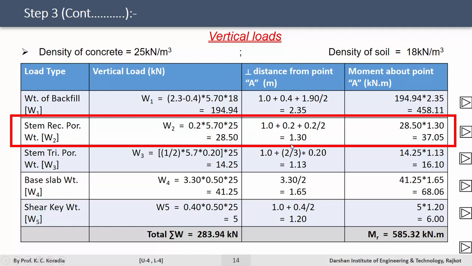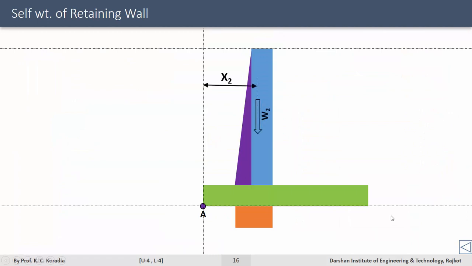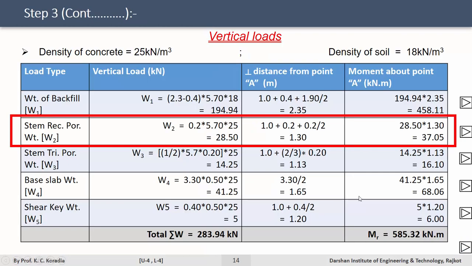Its CG distance from point A will be equal to 1 meter plus 0.2 meter plus 0.2 by 2. That's a CG of a rectangle. It's 1 meter, 0.2 plus 0.2 by 2. That gives 1.30 meter. Multiplying these two values will give the moment about point A, which comes out to be 37.05 kilonewton meter.